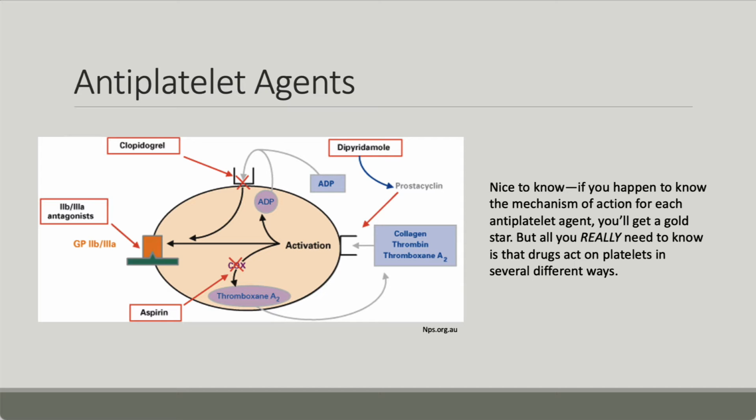You get a gold star if you know the mechanism of action of each of these antiplatelet agents that we're going to talk about, but really all you need to know is that they have different mechanisms of action, all right? Aspirin affects thromboxane A2. Remember, we talked about that in the pain part. So thromboxane A2 is aspirin, but we also have these ADP receptor blockers, like Clopidogrel, that hit the ADP. I'm sorry, not dipyridamole. Dipyridamole works in a different collagen and thrombin receptor here.